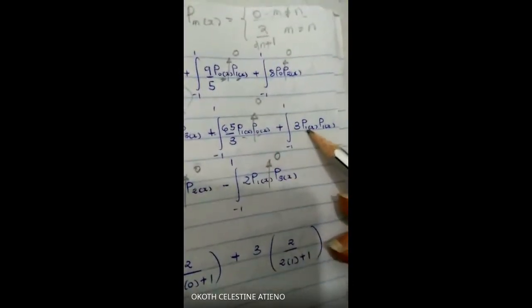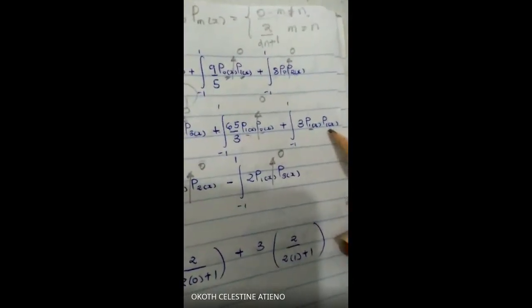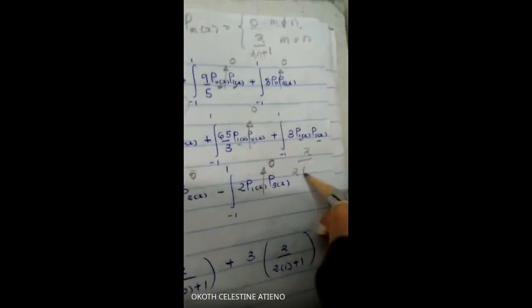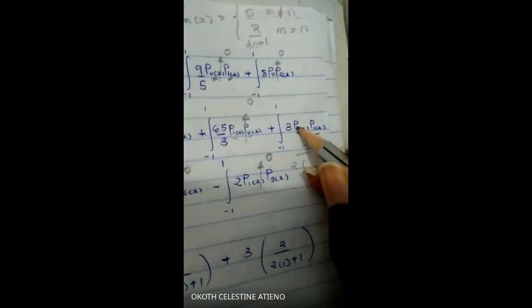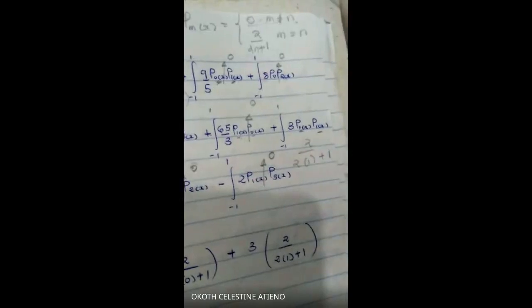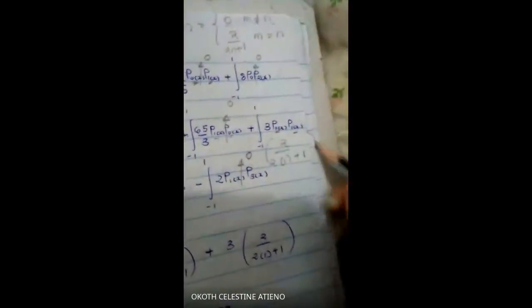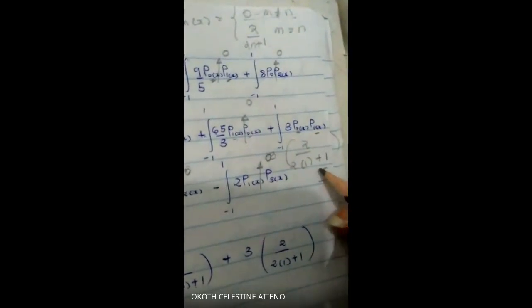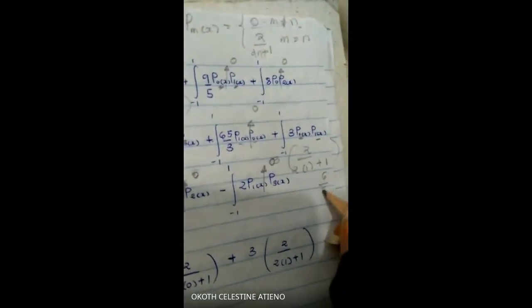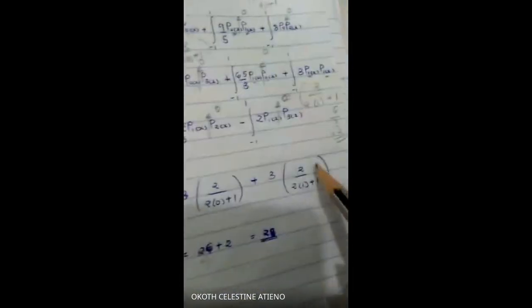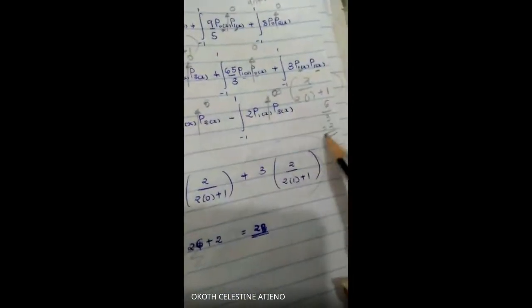Here we have P1 and P1. They are the same. So we'll have 2 over 2 times our n, which is 1, so 1 plus 1. And then times 3. Of course, this whole thing times 3. So I'll have 6 over 3. Should be 2. Yeah. So this is what I've done here. That is where this is coming from.